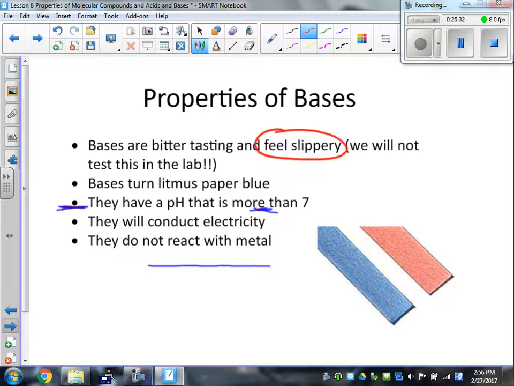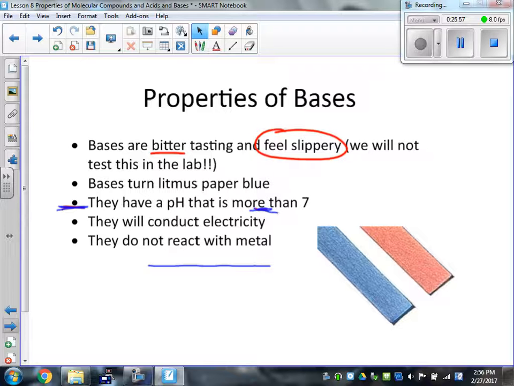They feel slippery. Okay? Bases are bitter. Most of us probably haven't tasted a base before. Tums would be an example of a base, but Tums have flavoring in them, right? They taste like fruit. You know, ooh, this is good, but it's not really a base. That's the artificial stuff. Bases are bitter. Okay, we're not going to taste them.